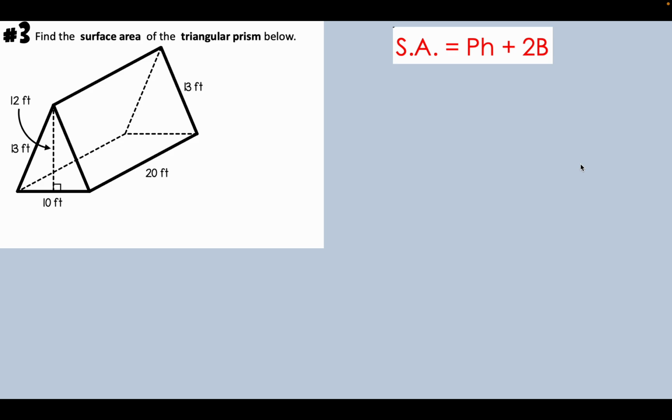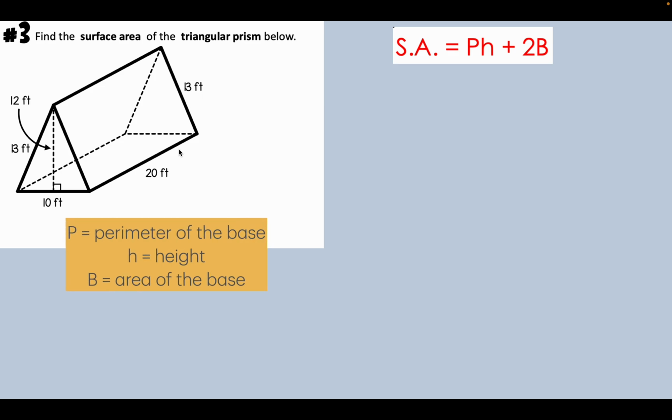This capital B stands for the area of the base, which means the triangle, because our triangles are our bases in a triangular prism. So we have to find the area of this base. I multiply it by 2 because I have 2 of the exact same bases. So on your paper, I want you to write the formula, and I also want you to write capital P equals perimeter of the base, H equals height, capital B equals the area of the base. Once you have that, we just plug in the information.